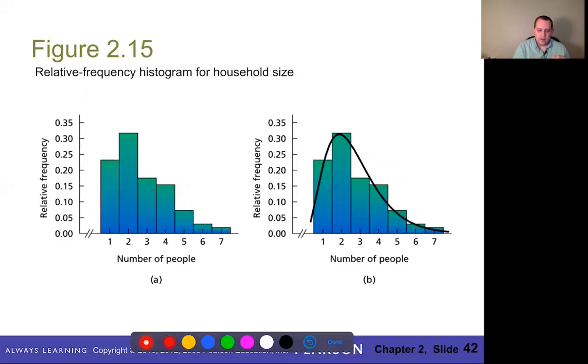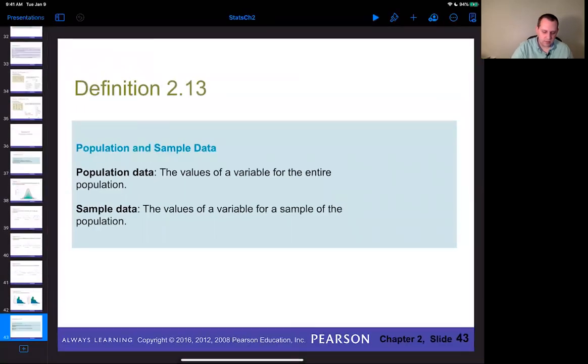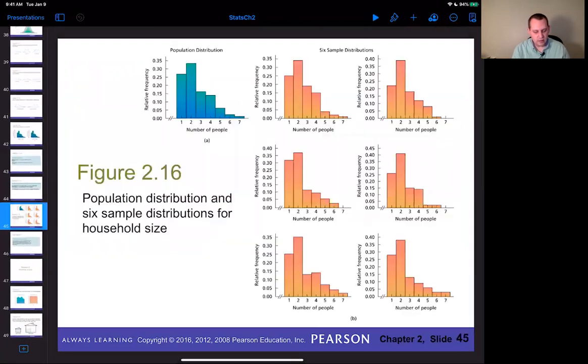So again, a few more examples. And that's really all I wanted to say about population distributions and shapes.